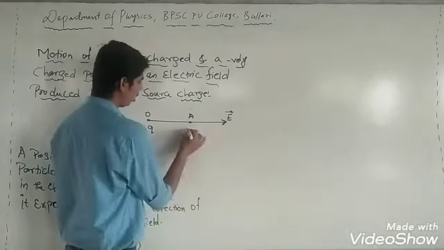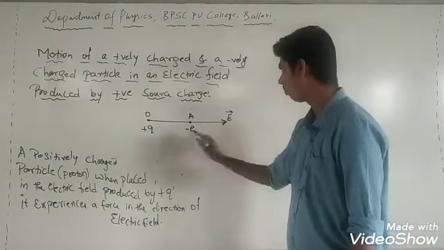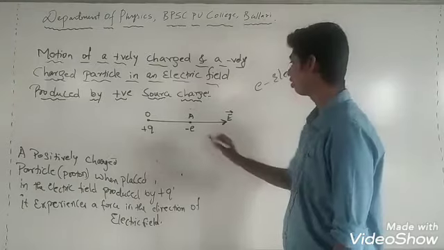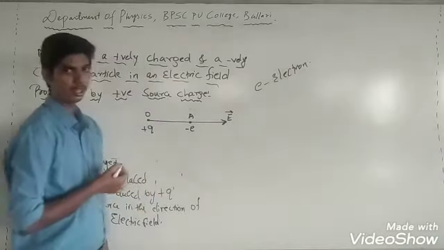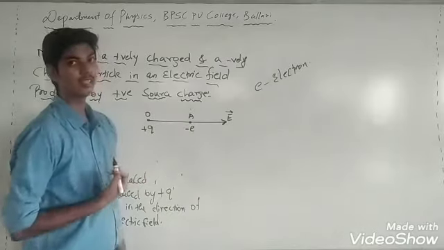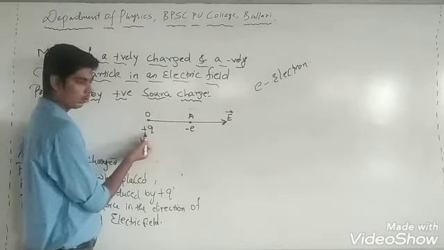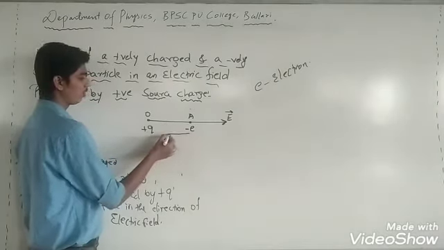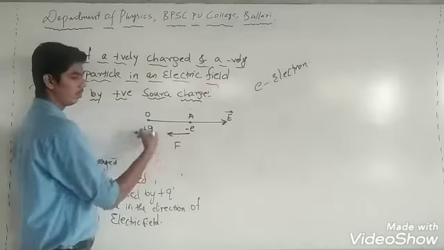Now let me place a negative charge at point A. I have placed a negatively charged particle. E represents electron. Let us suppose we have placed an electron at point A. When we place the electron at point A, we know this electron will experience an electric force. What is the direction in which it experiences the force? Look at the direction of the electron's force. The source charge is positive and the charge placed at A is negative. Between two unlike charges there must be a force of attraction. So this is the direction in which the electron experiences the force.